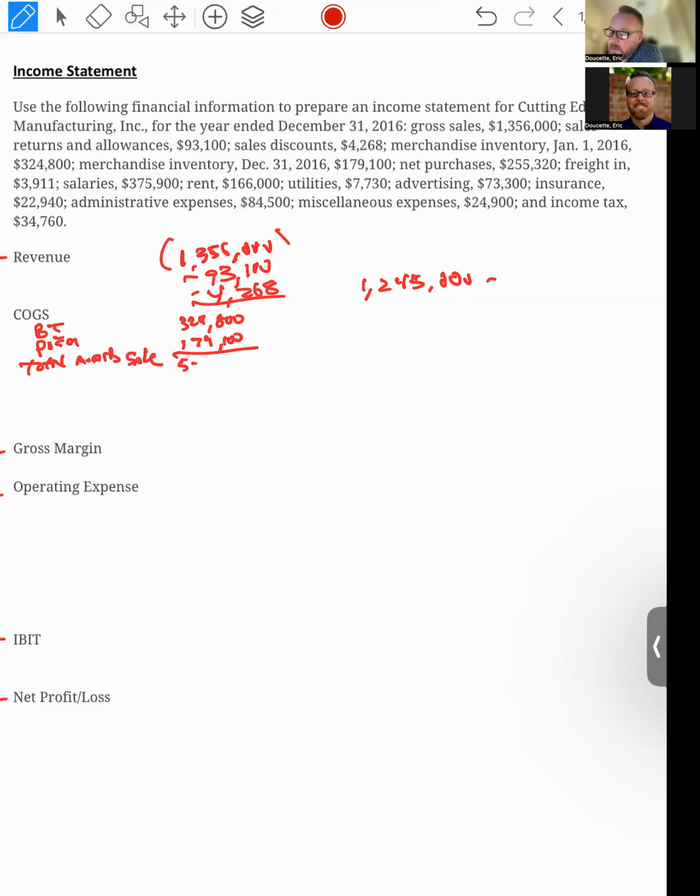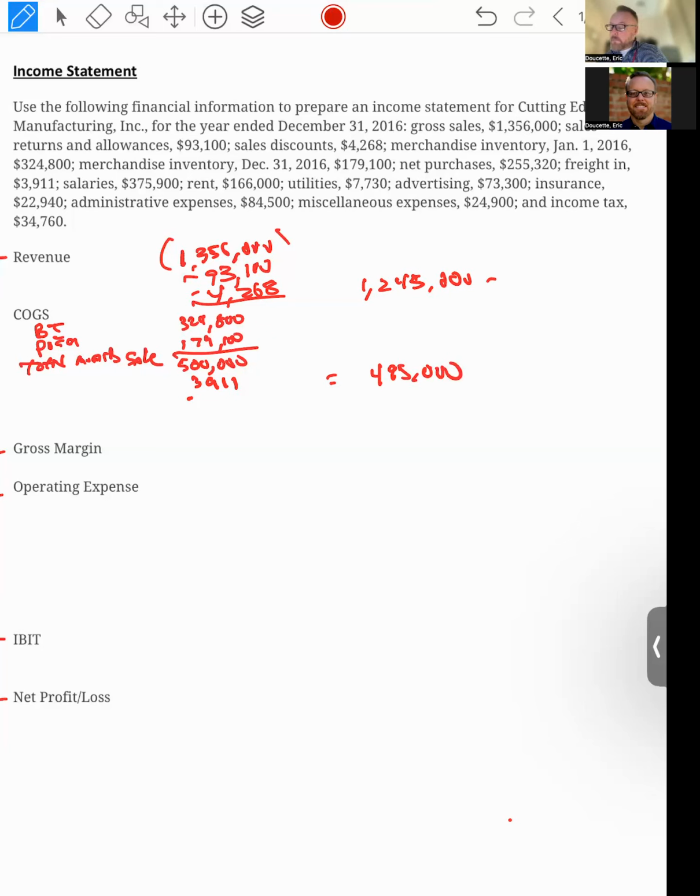So she has 500,000 total available for sale, but she has freight-in charges of 3,911. She has salaries. Well, salaries should be later on. Let's see. Yeah, so she has freight-in, and salaries, rents, utilities should all be part of the other expenses. So we would just subtract that. I think it comes out to about 495,000. That would be her cost of goods sold.